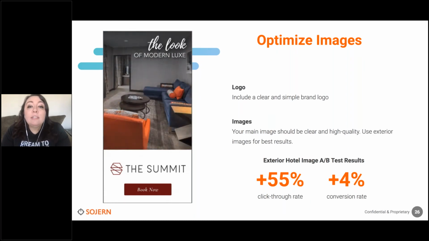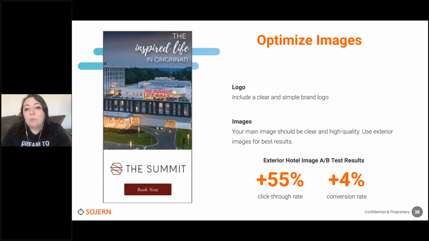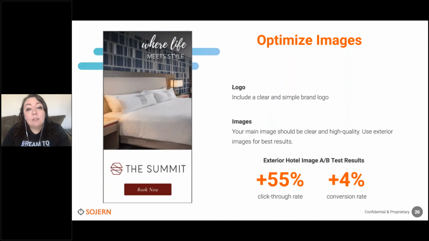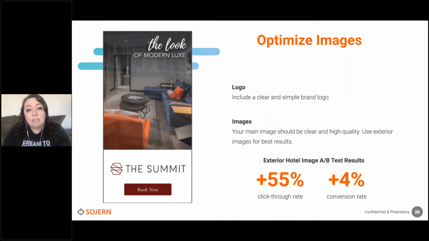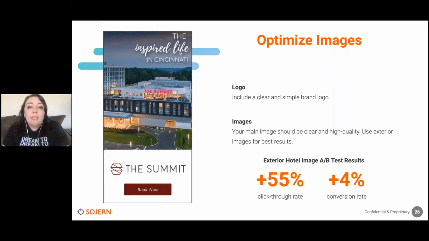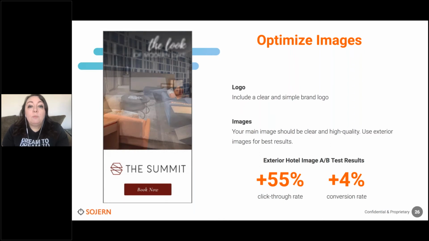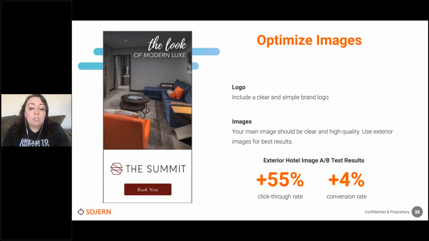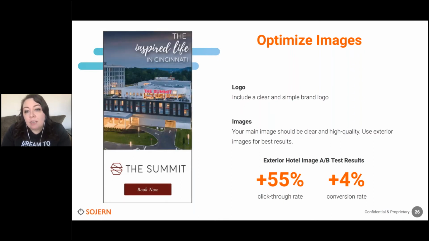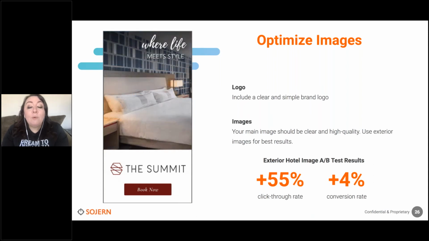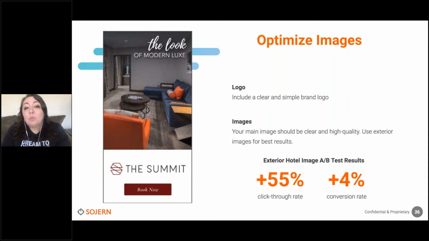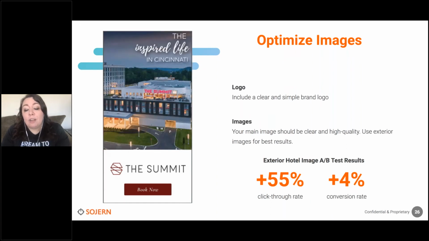We actually conducted an A/B test on images used for hotels. And in this test, we focused on exteriors, bedrooms, lifestyle images. So that's like people hanging out together, such as like a family. And then amenities, which would be like your bar or your pool. And what we found is that exterior images had a 55% higher click-through rate and an almost 4% higher conversion rate, whereas lifestyle and amenity images had a 22% lower conversion rate on average.